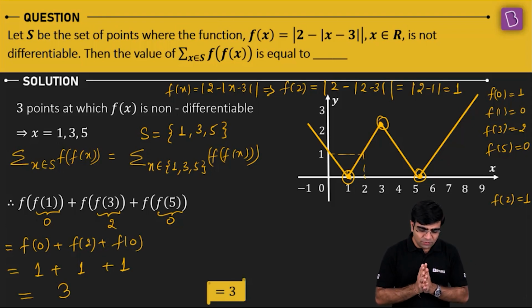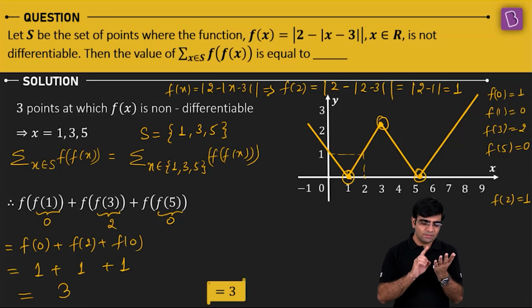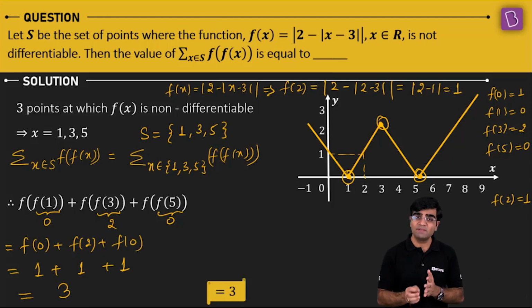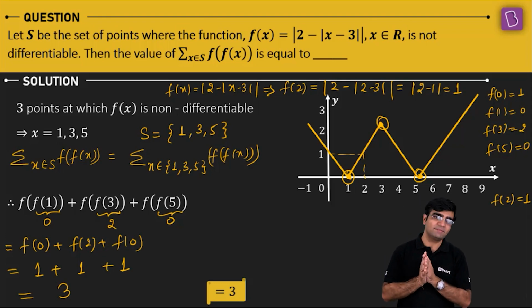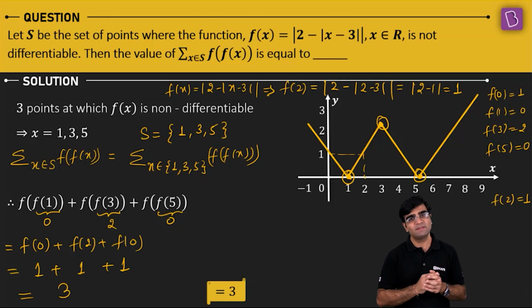Many good takeaways for this question. The transformation of the graph, understanding the sigma, how we are behaving with it, and then computing the values. The points of non-differentiability are equal to the sharp turns involved in the graph. There are only 3 sharp turns, 1, 3, and 5. So I have 3 non-differentiable points.